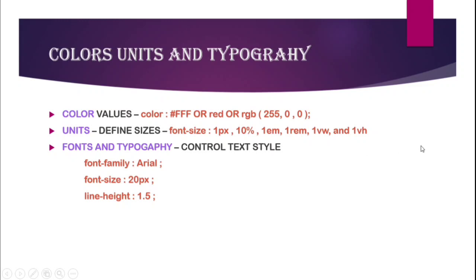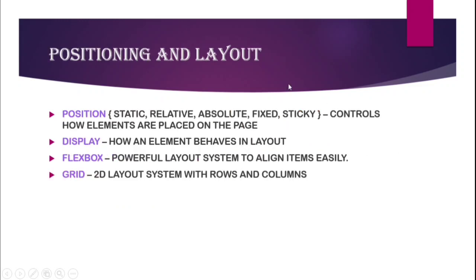Then we can go to the next one, that is positioning and layout. So position is nothing but how you want to position your elements, like you want to position the image that you have added to your website, or any box that you have created, any blog post that you want to position. Then you can use static, relative, absolute, fixed, or sticky. These are the position values that you have here.